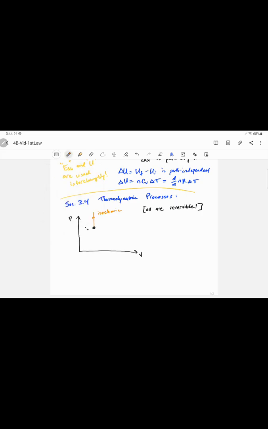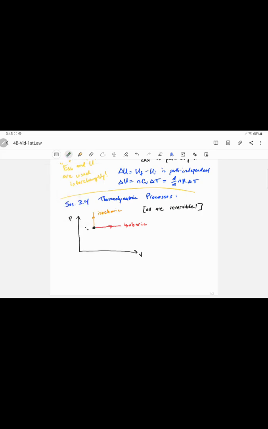Another one would be heating up at constant pressure. This would be isobaric. Iso means same, bar for pressure: same pressure. Choric is maybe harder to remember. Choric means volume. That one's not as easy.